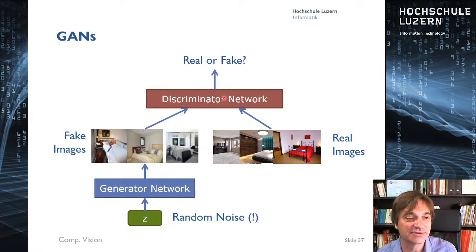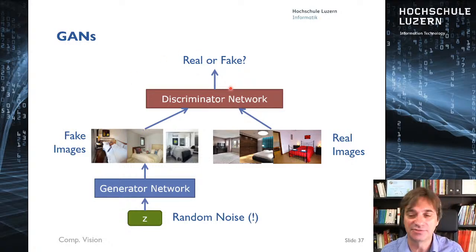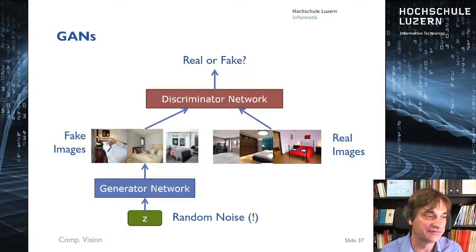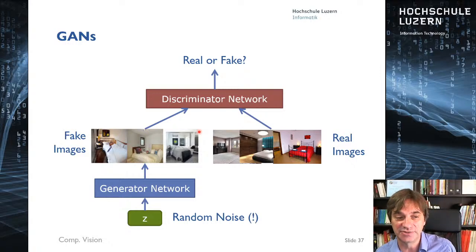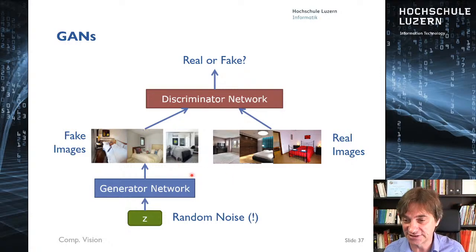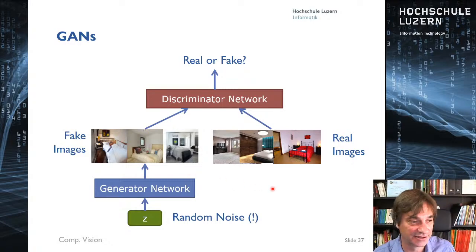And the discriminator network has to find out if it's real or fake. For training, we give the discriminator network real images with the label, this is a real image. We give it fake images with the label, this is a fake image. And it has to learn to discriminate between those two classes of images. Then when it gets a new image, once it's trained, it can predict if the image is real or fake.